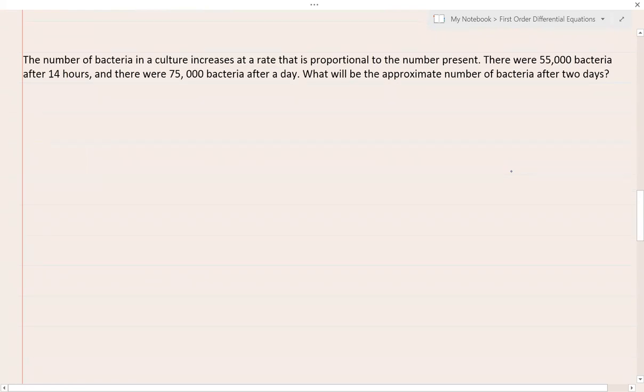The number of bacteria in a culture increases at the rate that is proportional to the number present. There were 55,000 bacteria after 14 hours, and there were 75,000 bacteria after a day. What will be the approximate number of bacteria after 2 days?